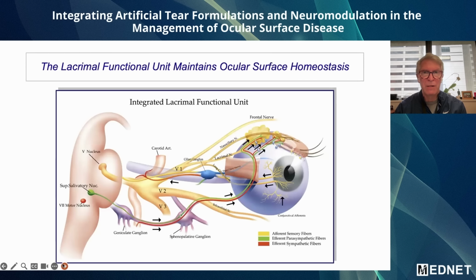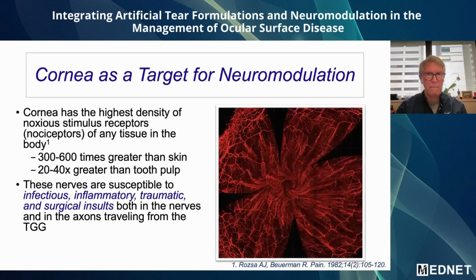And the autonomic branches innervate the main and accessory lacrimal glands, meibomian glands, and conjunctival goblet cells that you just heard about, and the motor branches initiate blinking, which is very important in spreading and clearing tears. And these are the structures that would modulate with neuromodulatory therapies. And the cornea is one of those targets for neuromodulation.